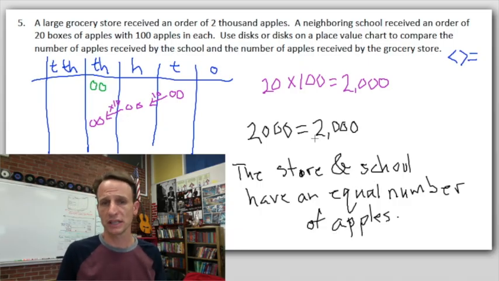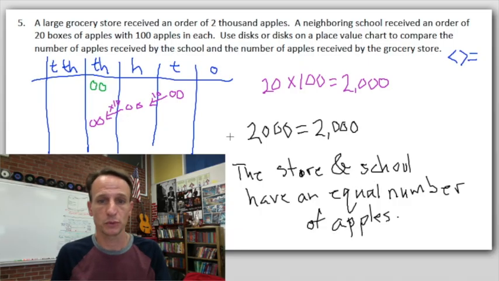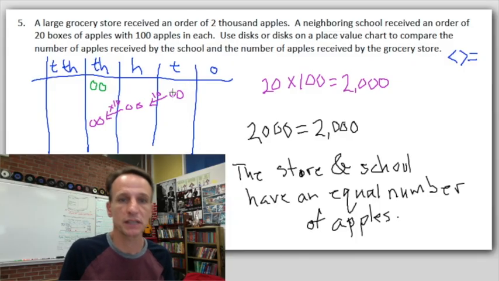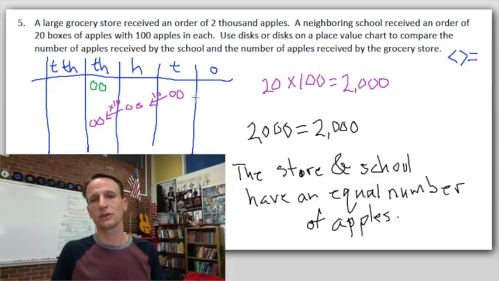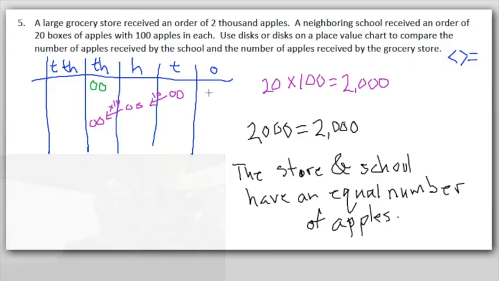And you ask yourself, does my answer make sense? Well, when you look back over it, 20 boxes, 100 each, yes, everything checks out. And you are done with your homework. Go fly a kite, kid.